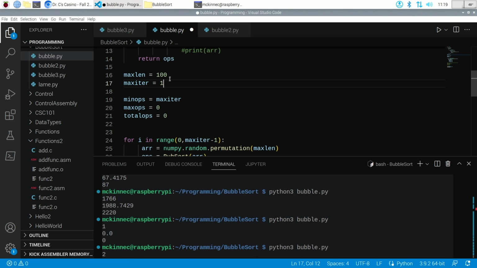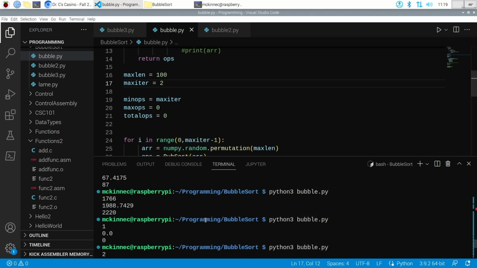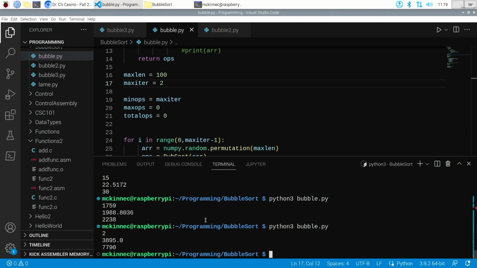All right, let me do 100 cards. Okay, and I'm going to do two instances of it. All right, so what did I get? Whatever. That took how long, roughly? Maybe a couple of seconds at most. Okay.